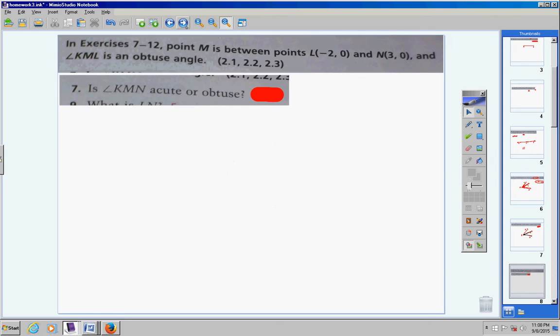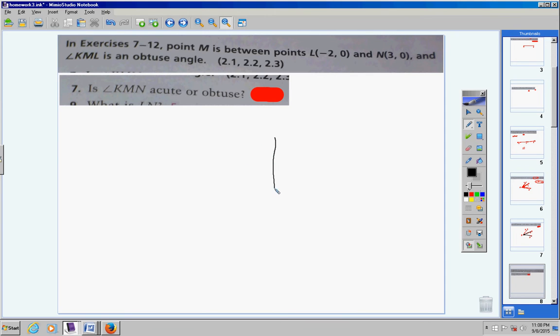Alright, now for numbers 7 through 12, we're going to use these directions right here. We're going to be really careful and draw a picture, and then I'll copy that picture and use it over and over. So here we go. The directions read in exercises 7 through 12: Point M is between points L and N. So it looks like we need a coordinate plane, doesn't it?